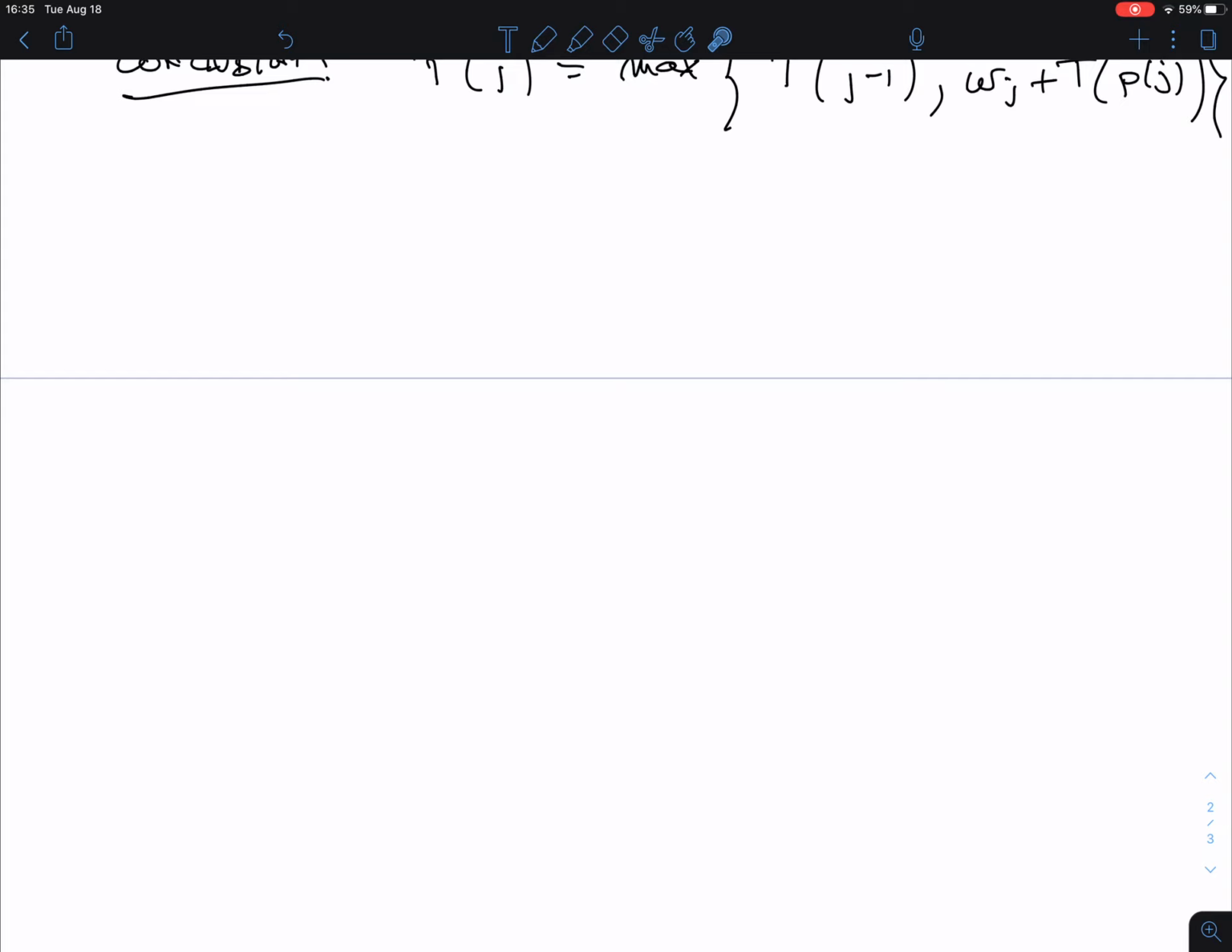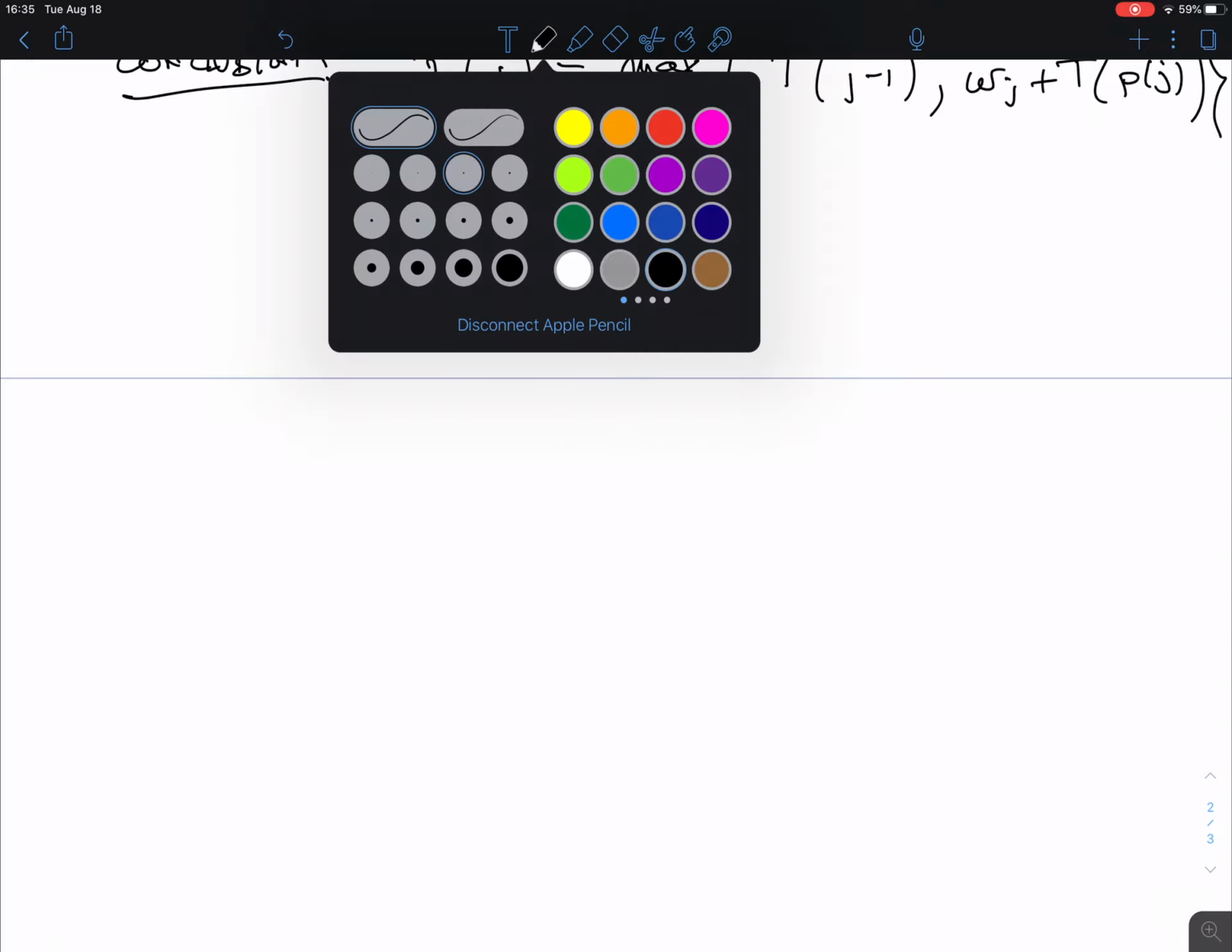So here is the crux of the procedure. Let's write down the algorithm. Remember, how did I do this? So, big one. Procedure.